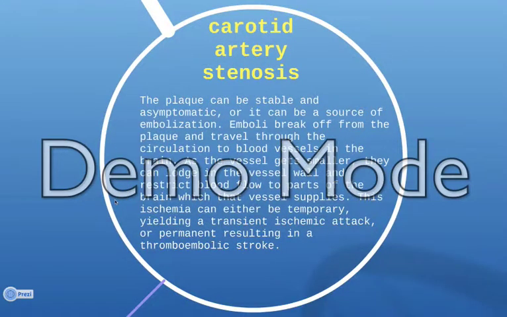Carotid artery stenosis. The plaque can be stable and asymptomatic, or it can be a source of embolization. Emboli break off from the plaque and travel through the circulation to blood vessels in the brain. As the vessel gets smaller, they can lodge in the vessel wall and restrict blood flow to part of the brain which that vessel supplies. This ischemia can either be temporary, yielding a transient ischemic attack, or permanent, resulting in a thromboembolic stroke.